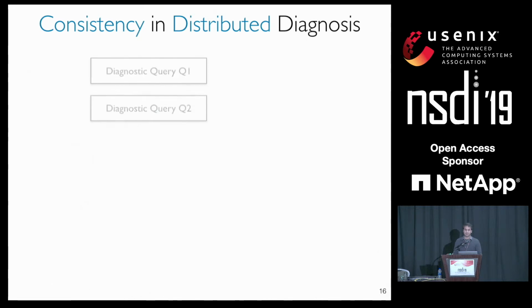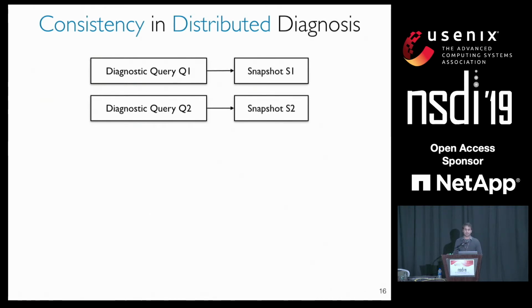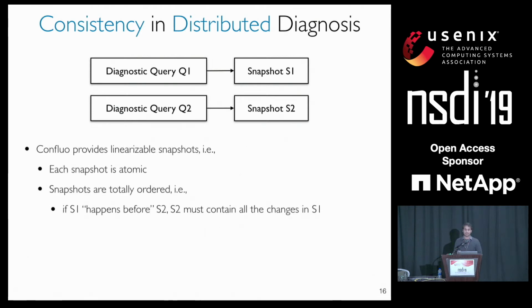At a high level, this linearizable snapshot algorithm in Confluo ensures that every diagnostic query that spans more than one end host gets translated to a consistent snapshot. And what we are able to guarantee is that all of these snapshots are linearizable, which means each snapshot is atomic, and the snapshots are totally ordered, which means that if a particular snapshot S1 happens before snapshot S2, then the snapshot S2 must contain all of the changes that were reflected in S1.